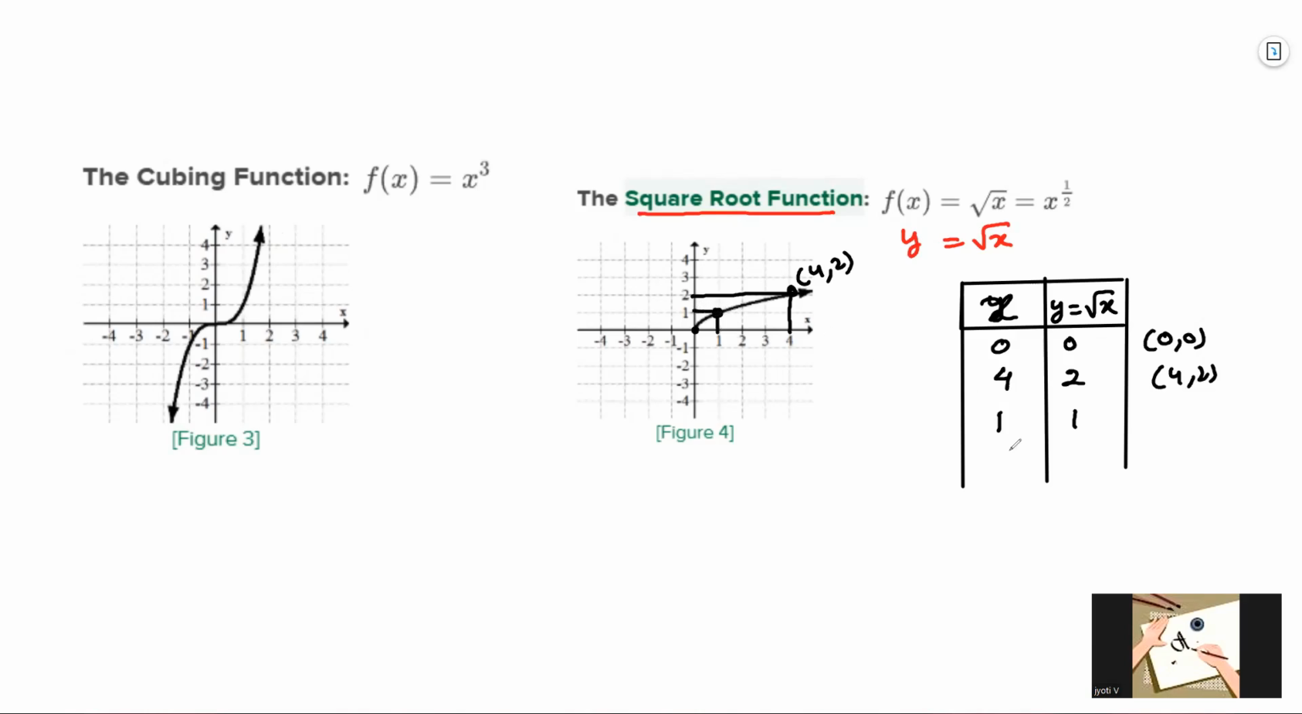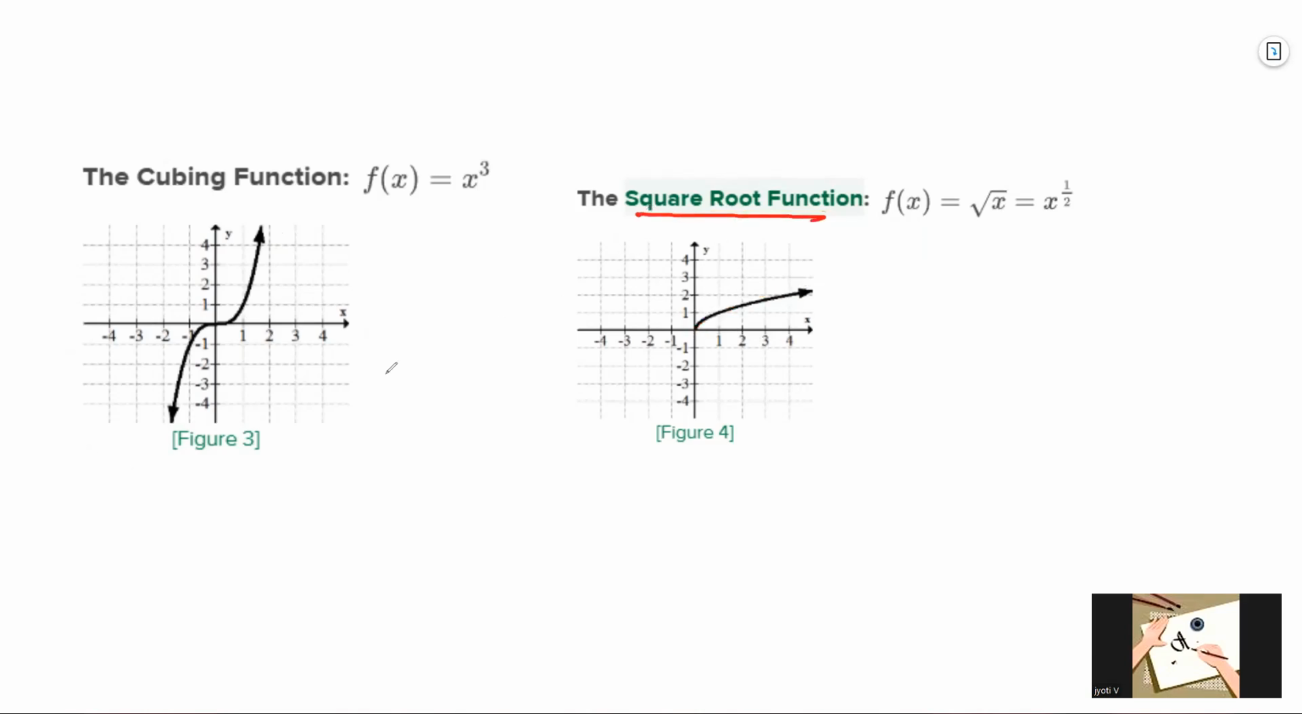This is another point. Let's take 2 also. x as 2, y is the square root of 2. The square root of 2 is 1.414, so let's plot that approximately. See, it corresponds to somewhere between 1 and 2, but not exactly in the middle. So when we connect these coordinates, these dots, we get a curve. So the square root function curve will be like this. So we introduced ourselves to the square root function. The square root function graph will look like this.